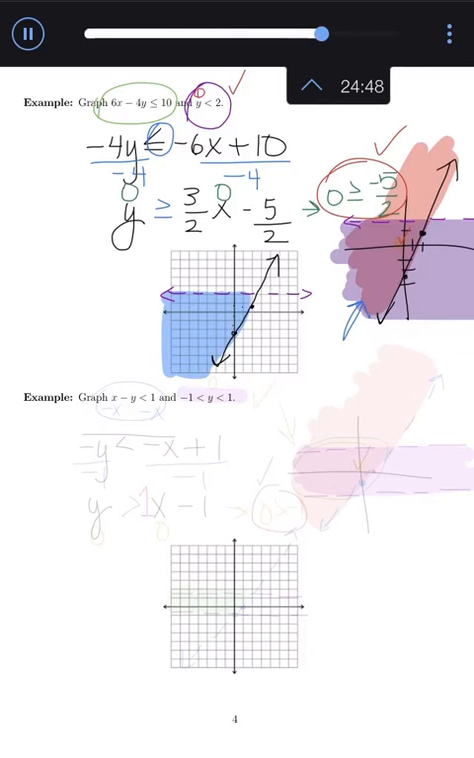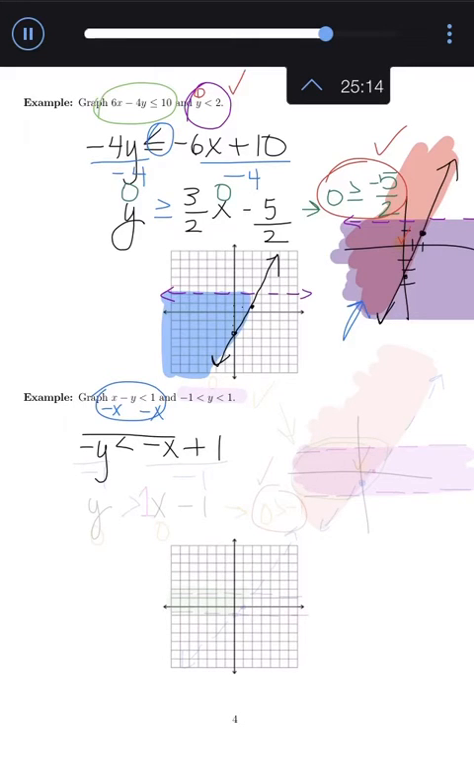Now for another problem. Let's start with our first graph. x minus y is less than 1. Again, let's put this in slope-intercept form. So we will subtract the x from both sides first, which will give us negative y is less than negative x plus 1.